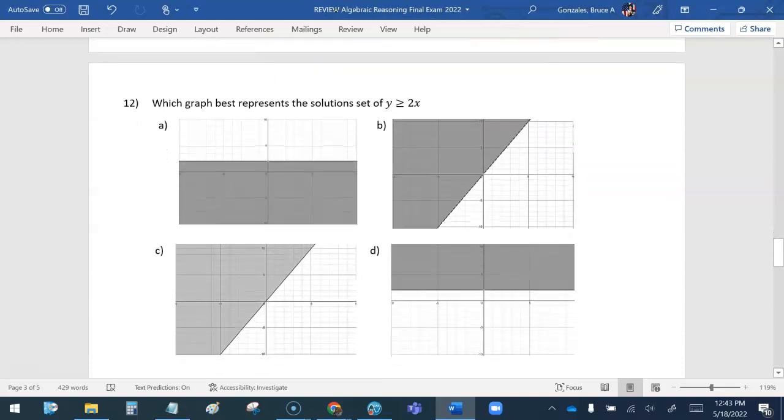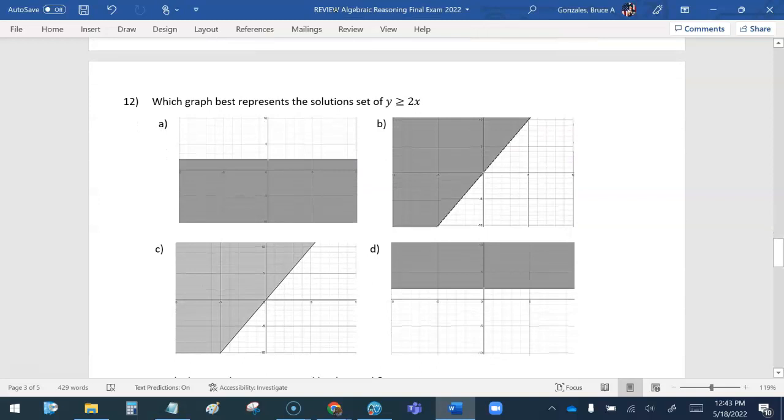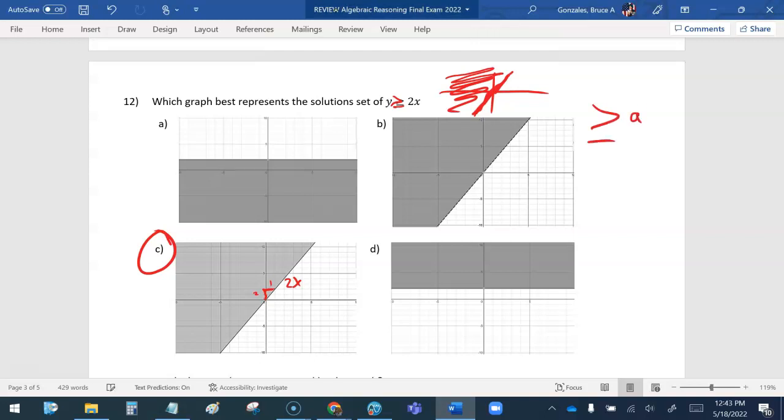Cool. Which graph represents the solution set of y greater than or equal to 2x? Now 2x is going like this, and since it's underlined, it's a solid line. And since it's greater than, it'll be shaded above. Well, that's going to be C, because this is going up 2 over 1. So that's 2x. Solid line. This is shaded above, and the underline means it's a solid line.